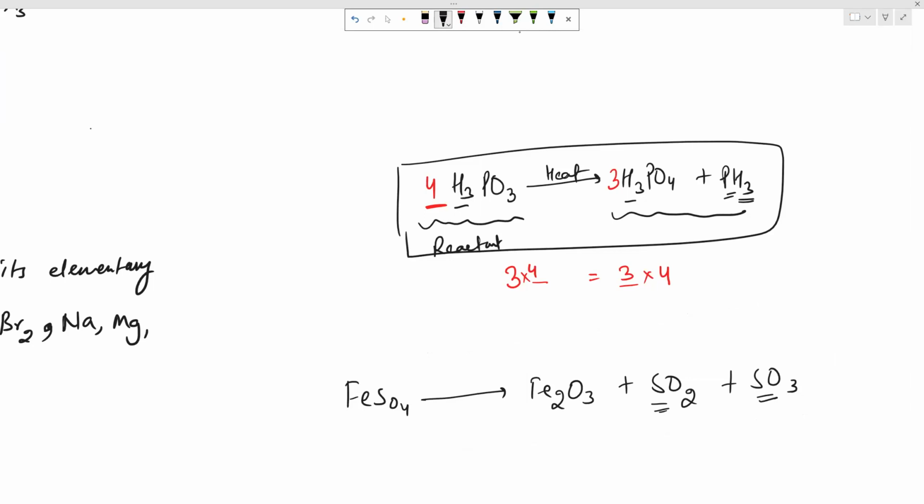So here, how many Fe are there? 2. And how many Fe are there? 1. So you just multiply this one by 2. Now check whether the elements are balanced or not.